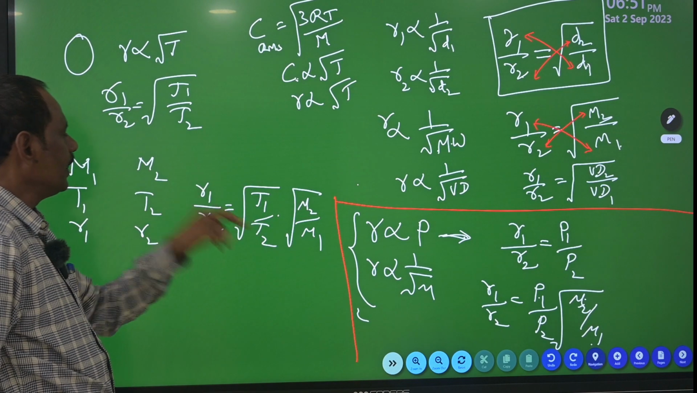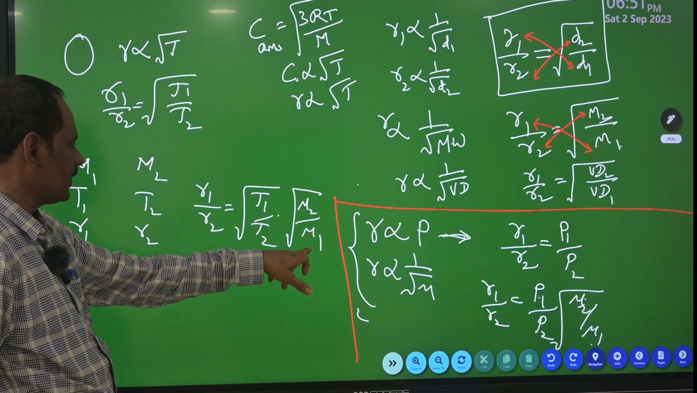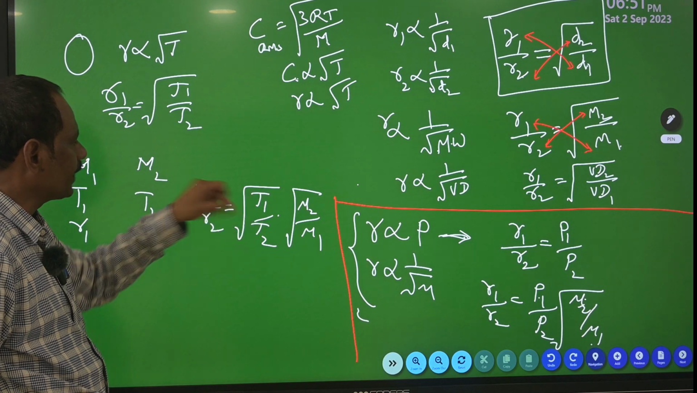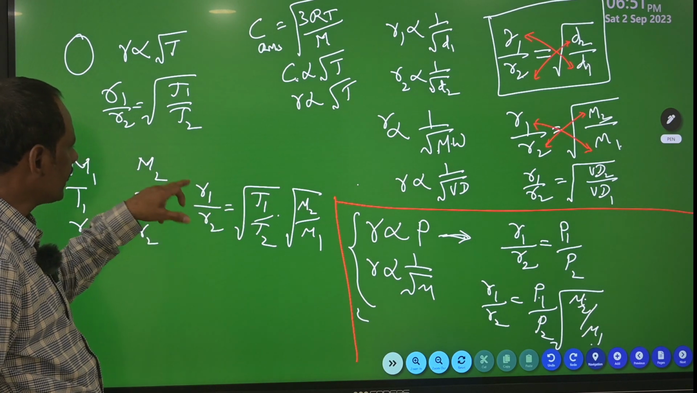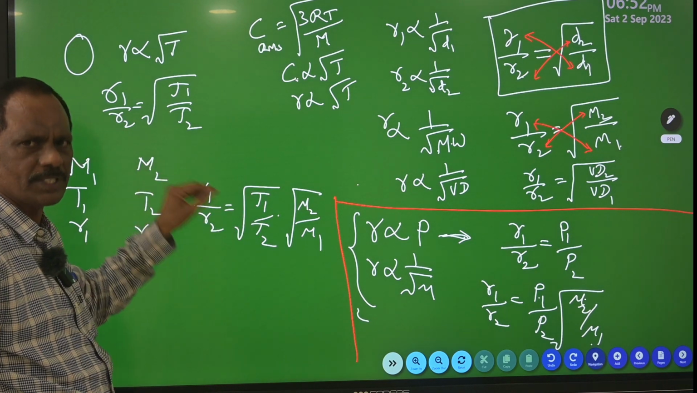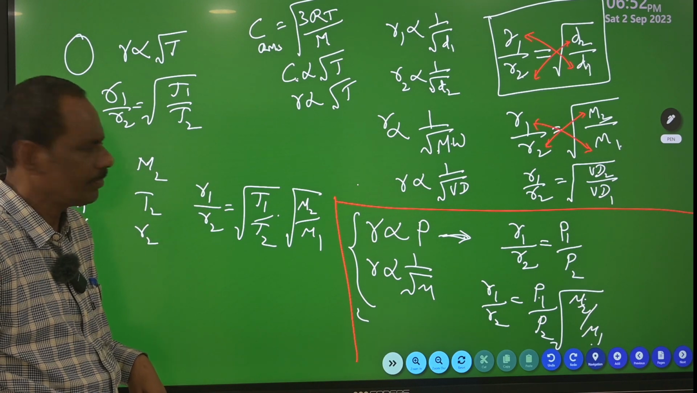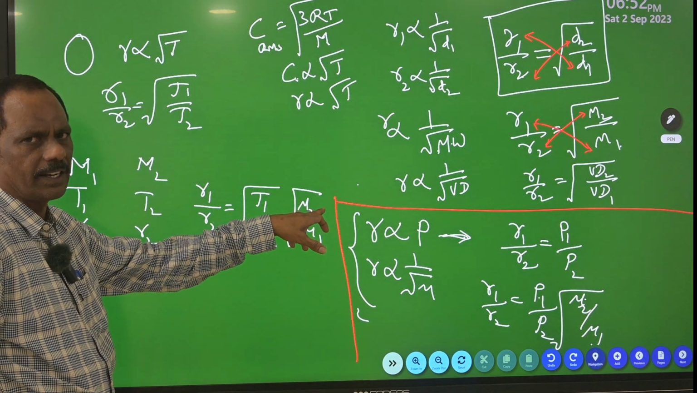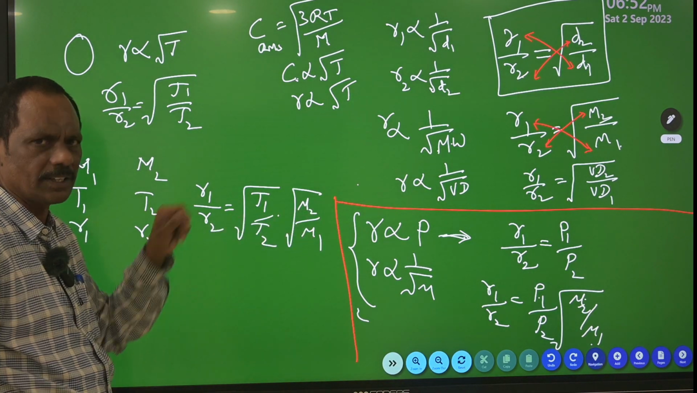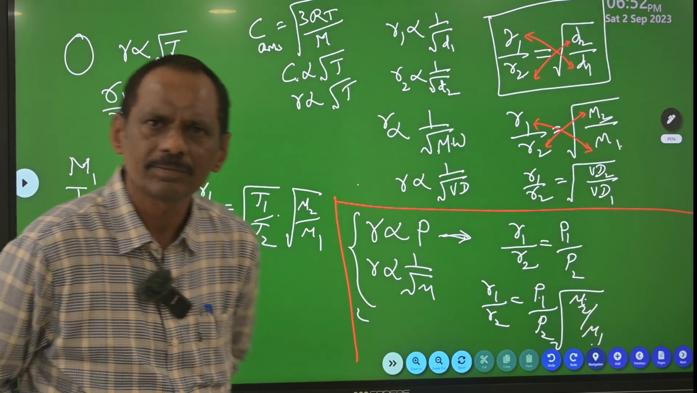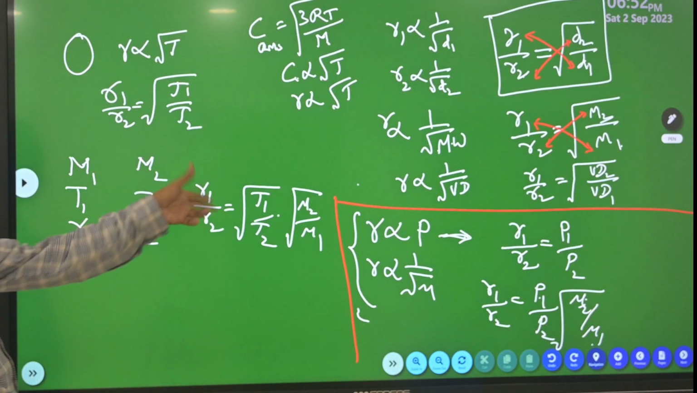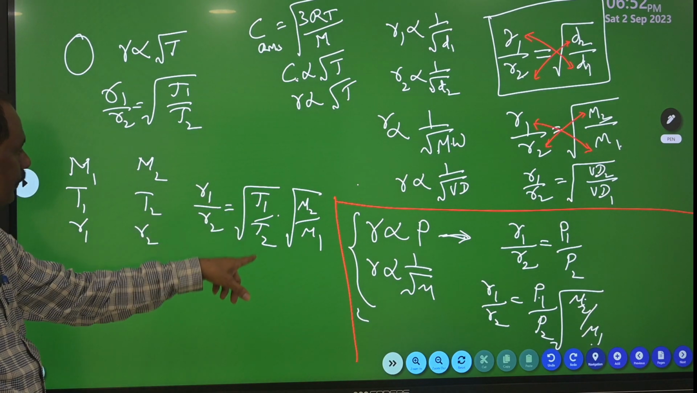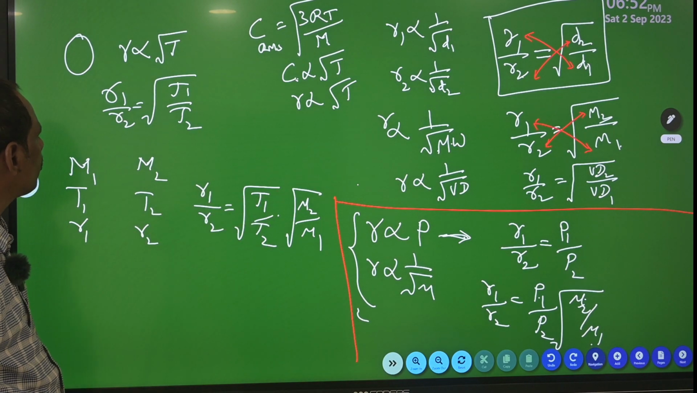For example, methane gas and helium gas. The methane gas, for example, is taken at 27 degrees centigrade, and its rate of diffusion is, say, 0.4 meters per second. Calculate the rate of diffusion of some other gas, sulfur dioxide, at some other temperature, 127 degrees centigrade. Therefore, R1 by R2 is equal to root of T1 by T2 into root of M2 by M1.